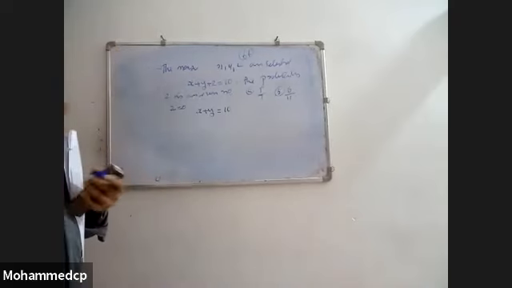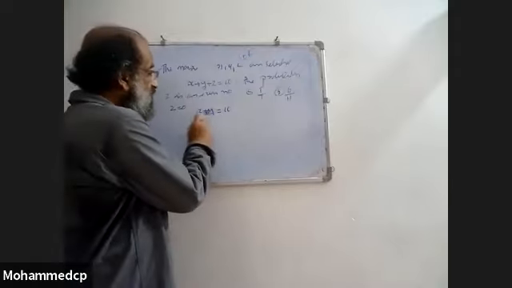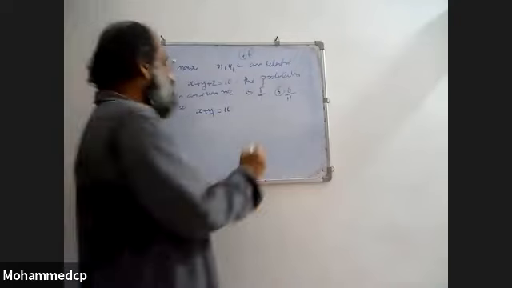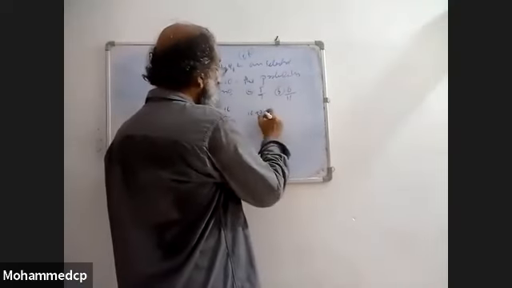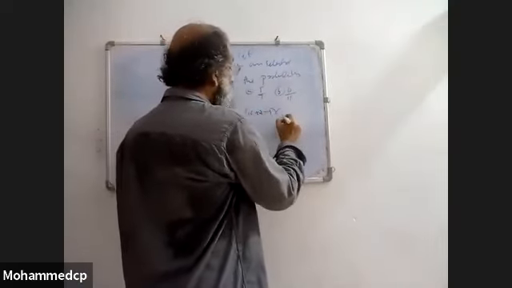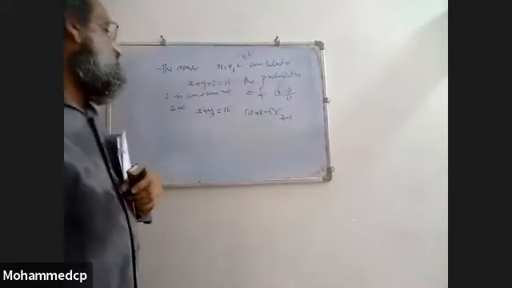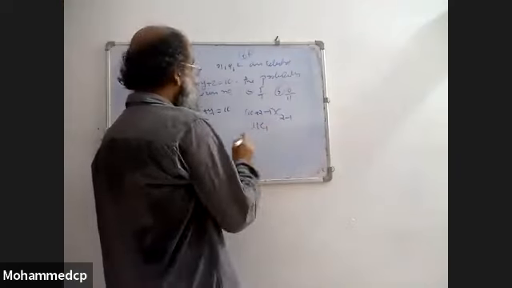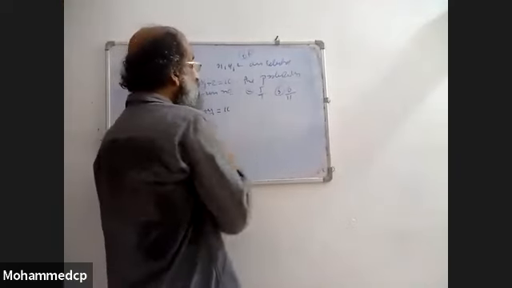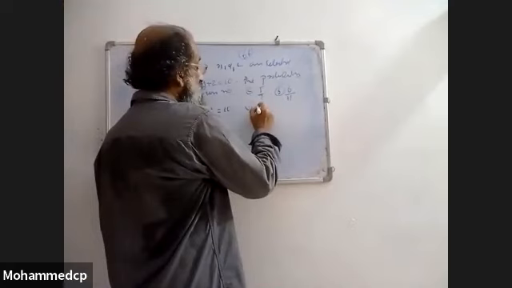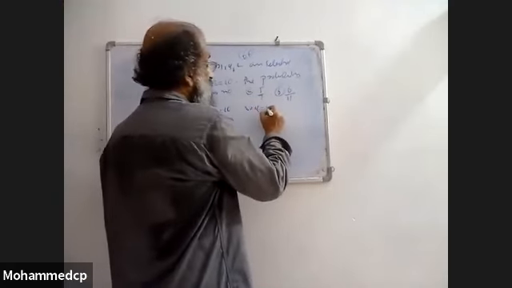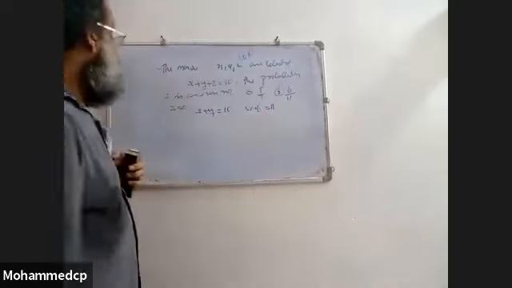We have to find the number of ways. There are two non-zero integers whose sum is 1, and the formula is 10 plus 2, n plus r minus 1 C r minus 1. That is 11C1, which is 11. The number of ways is 11.